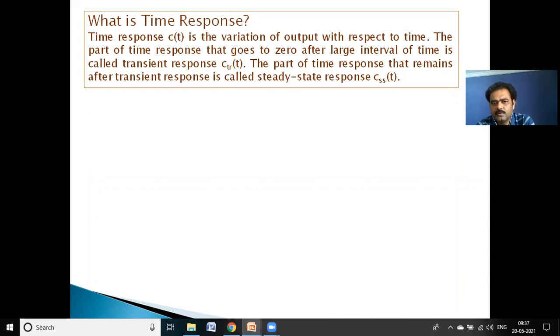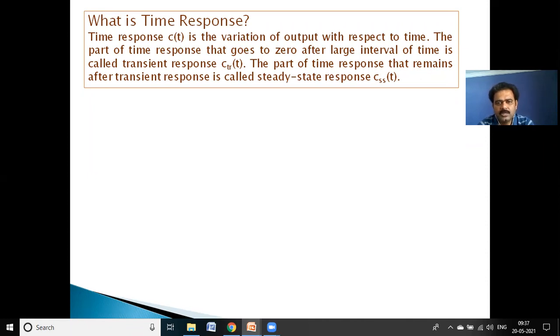The part of the time response that goes to zero after a large interval of time is called the transient response. The part that remains after the transient response is called the steady state response. This means the total response of a system can be divided into two parts. The total response is a combination of two responses: one is the transient response, the other is the steady state response.